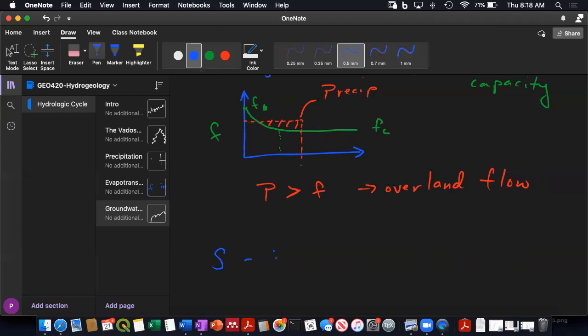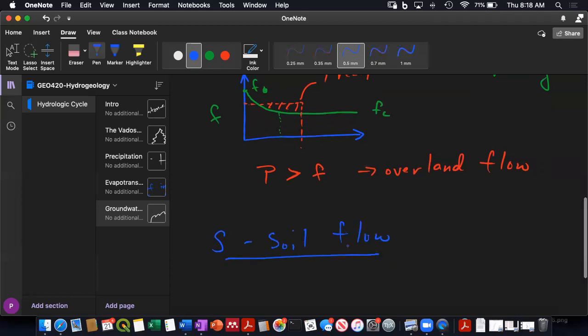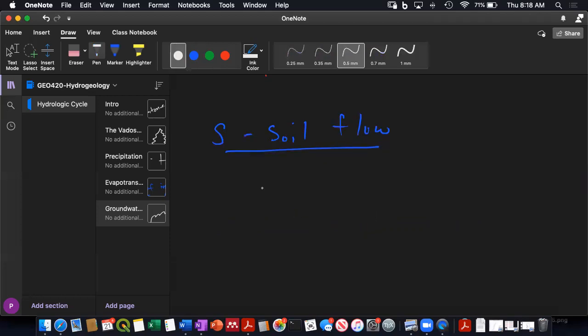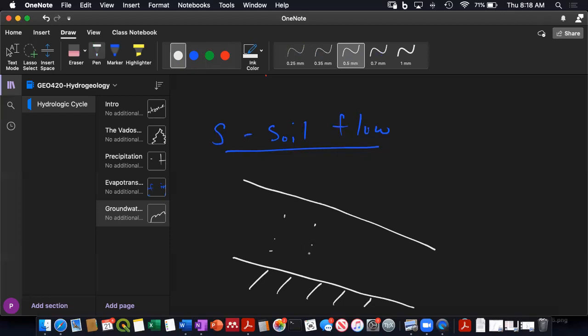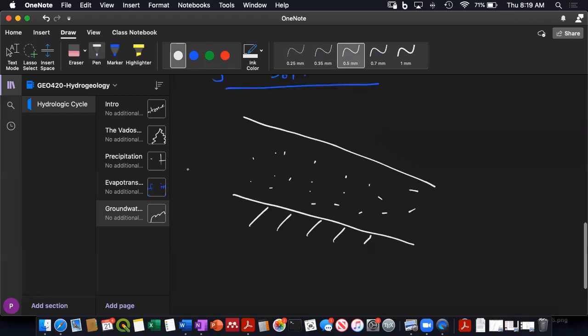So S, or soil flow, I'm going to zoom in on a section of our hill slope here and just sort of enhance the resolution. So I got my soil overlying my bedrock here. All right, and I have water that infiltrates here into my soil. All right, so some portion of that precip always infiltrates. And it migrates down through my soil.